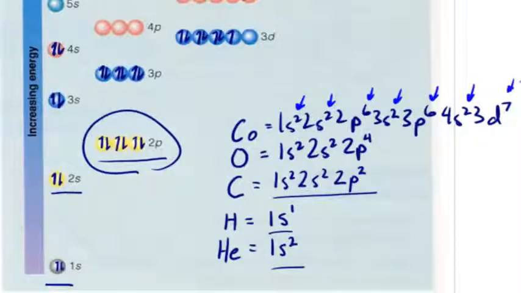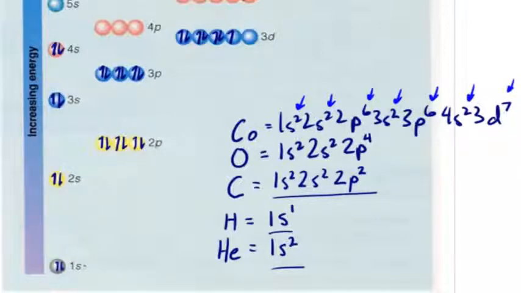As you might see, there is an order to the filling of the sublevels, and the order is you keep on going to the next higher energy level orbital.